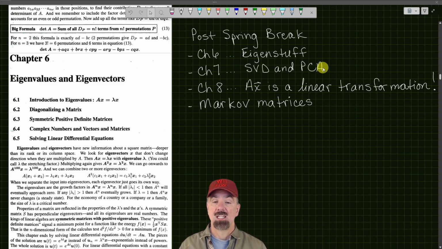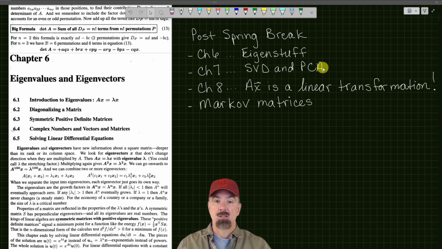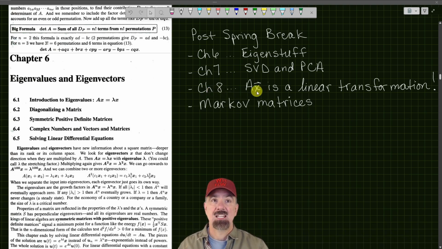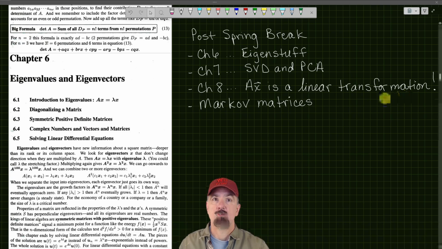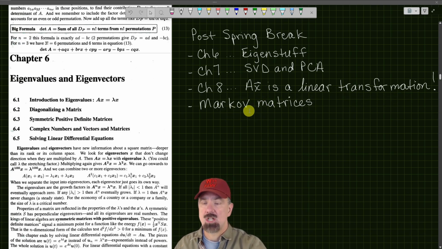This is really where we're going to leverage the information that we cover in section 6.3 in order to jump into some of the serious applications. Chapter 8, we're going to revisit the idea of matrix vector multiplication as linear transformations. This is where Strang covers it in his text. We've already seen a lot of this, so we're just going to build on some of what we know and provide a little bit of new information. And then finally, we're going to finish up with another application, which are the Markov matrices. So let's jump into chapter 6 here.